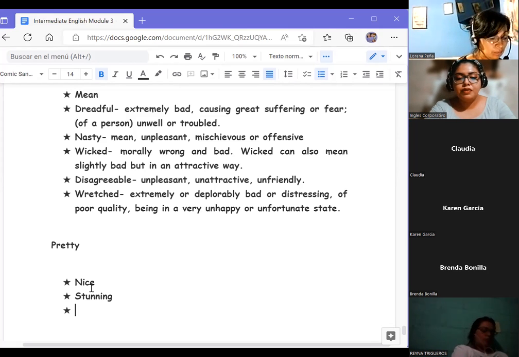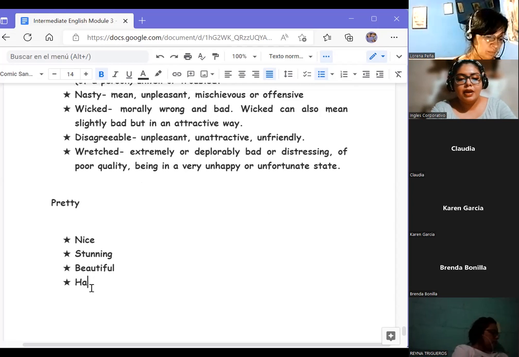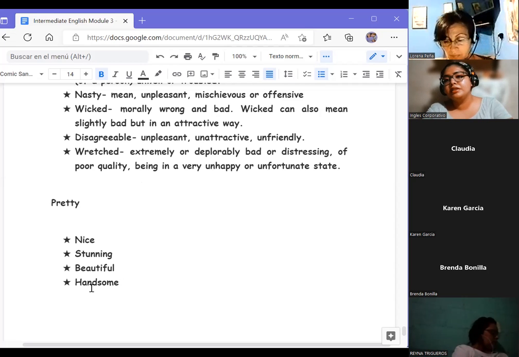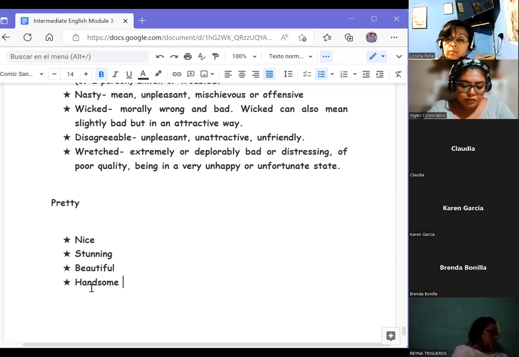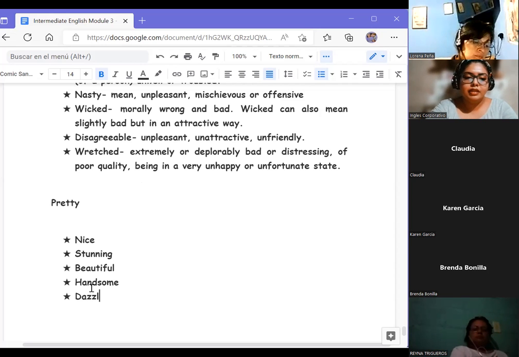Then we have the word beautiful. That means very attractive, having an attractive quality that gives pleasure to those who see it or think about it. Then we have handsome, because in some cases it's said that beautiful is used for women and handsome is used for men. So in that case, it's usually used on men, and it means physically attractive or good looking. Then we have dazzling. Dazzling means extremely attractive.